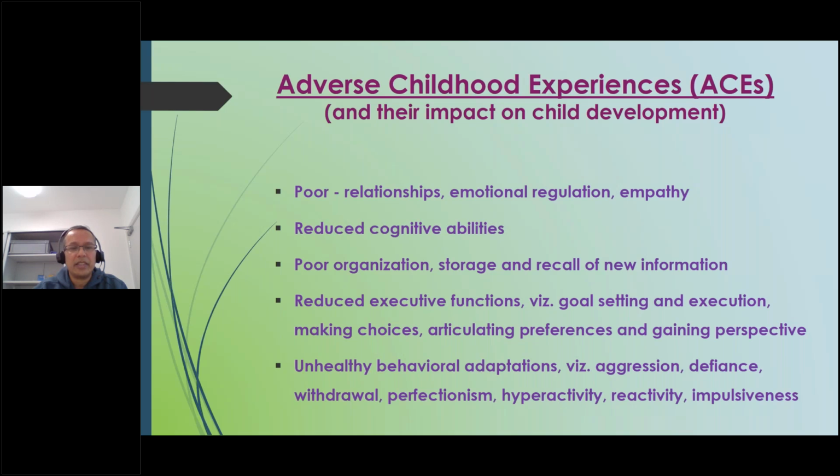So here are some of them: poor organization, poor relationship skills, poor empathy, poor emotional regulation, and reduced cognitive abilities, so abilities to think, to understand, to create, like goal setting and execution, making choices. And therefore these people who had a lot of ACEs in their childhood had unhealthy behavioral adaptation. So these were typically children or people that are aggressive, defiant, withdrawn and impulsive. They manifest as that.